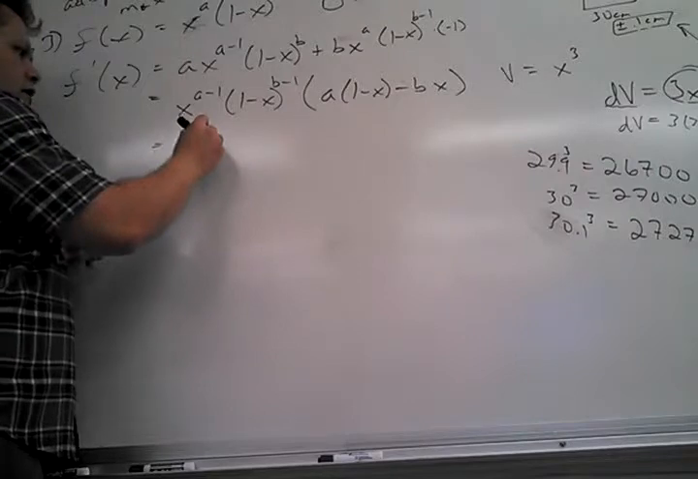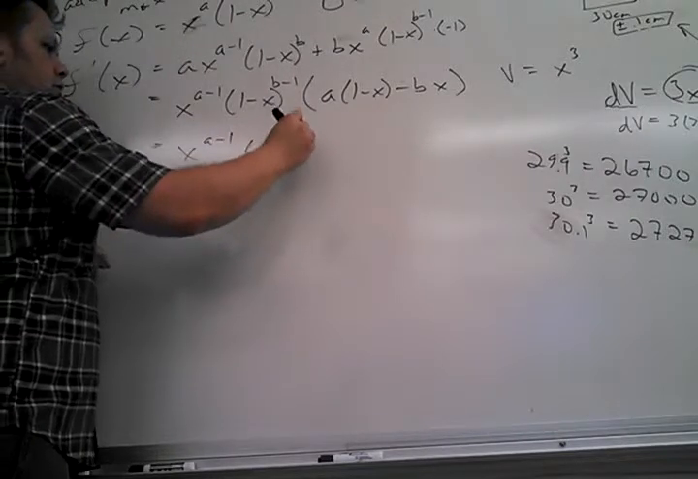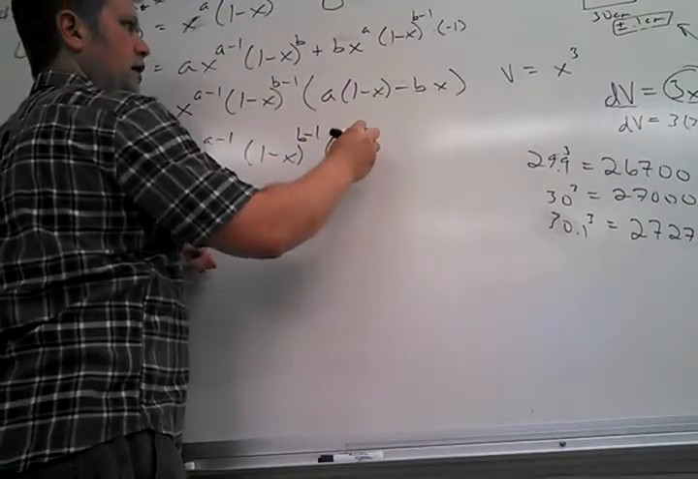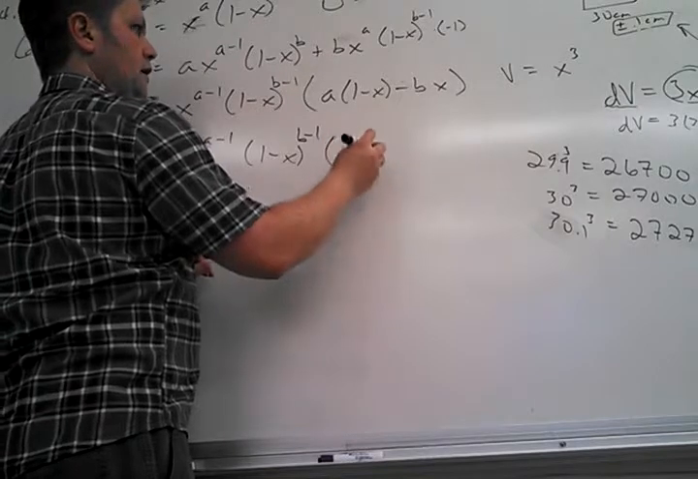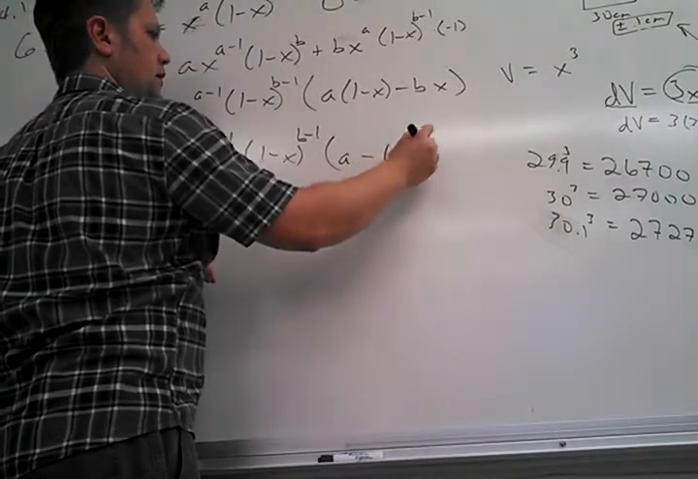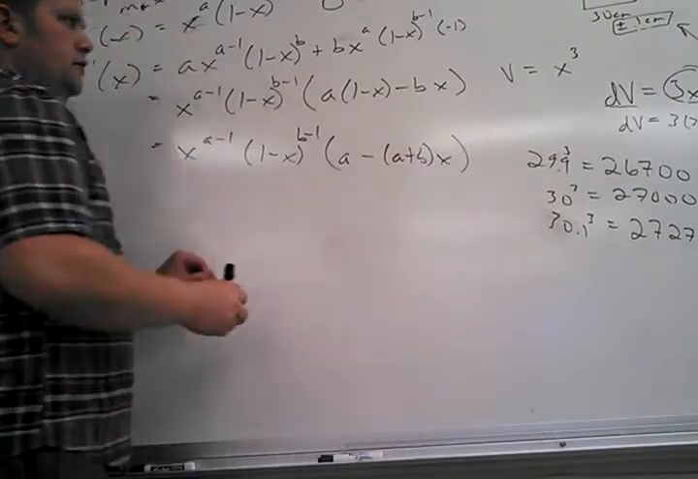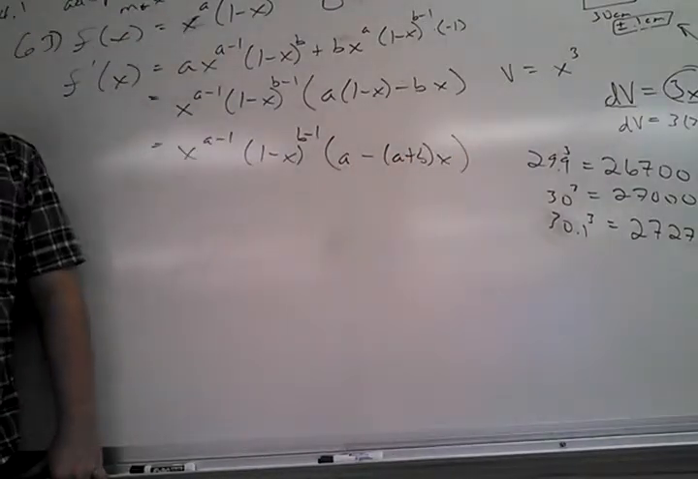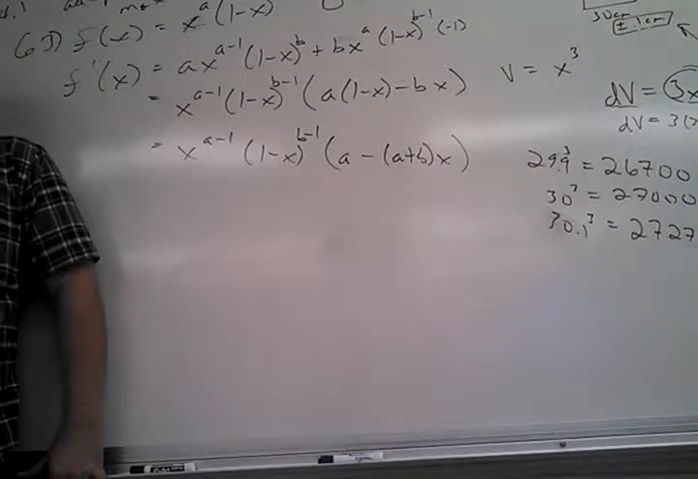So I get x to the a minus 1, (1 minus x) to the b minus 1, and then I get a minus, let's see, how do I want to put this? a plus b, x. Why not? I'll let you guys chew on that for a second.